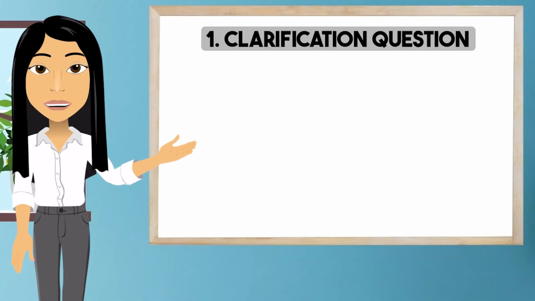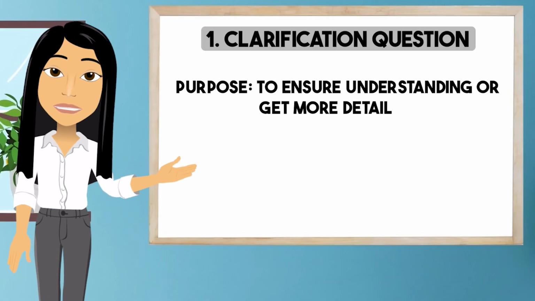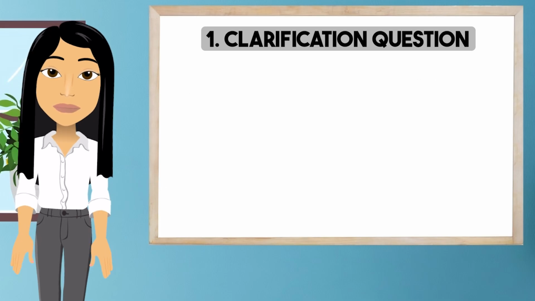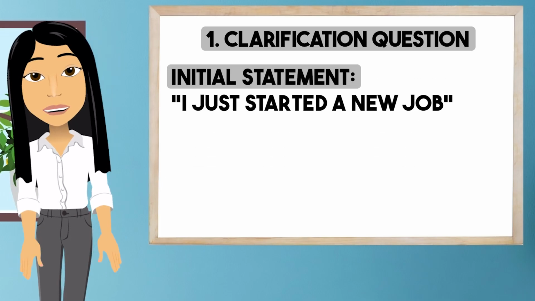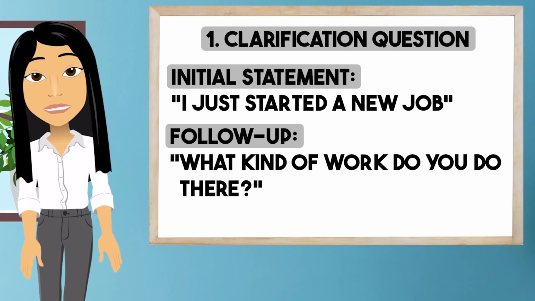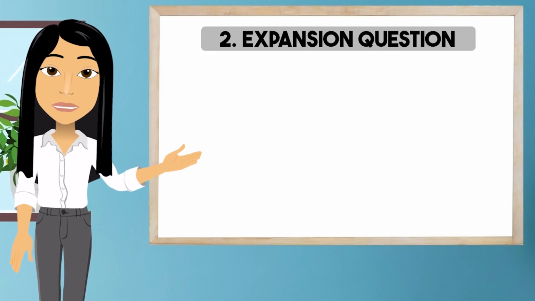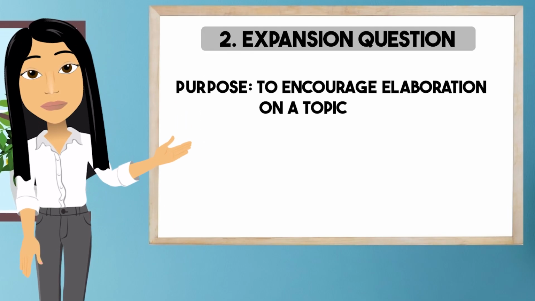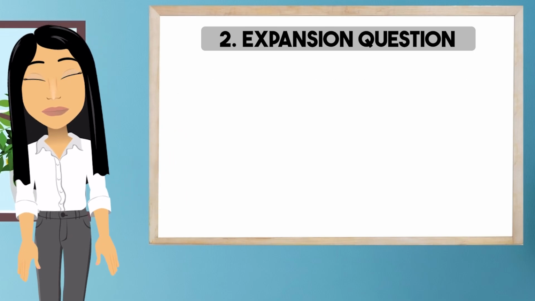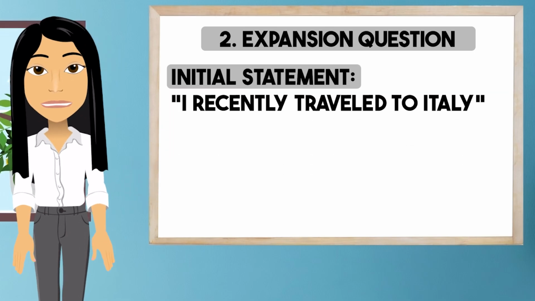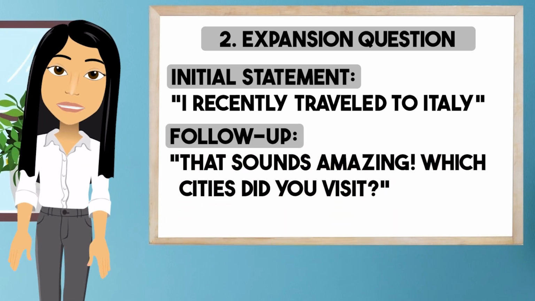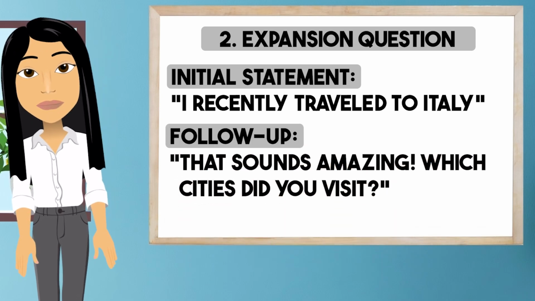First, clarification question. Purpose: to ensure understanding or get more detail. Example. Initial statement: I just started a new job. Follow-up: What kind of work do you do there? Second, expansion question. Purpose: to encourage elaboration on a topic. Example. Initial statement: I recently traveled to Italy. Follow-up: That sounds amazing. Which cities did you visit?